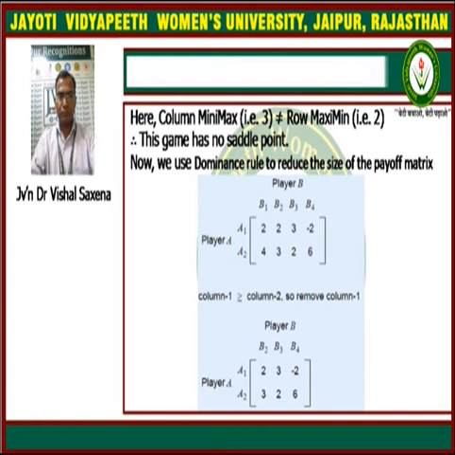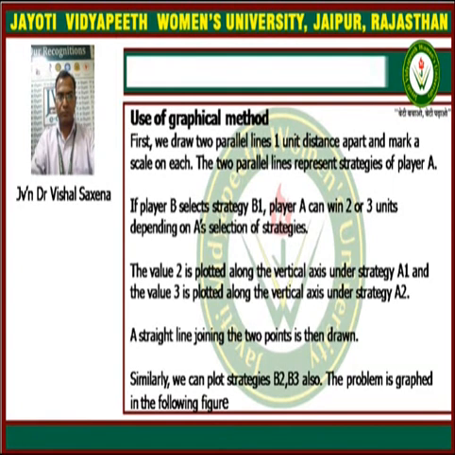So for player B, the strategies are B2, B3 and B4, and their entries are 2, 3, 3, 2 and -2, 6. Now we have to draw the graph for these and use the graphical method. So how can we apply the graphical method? First we have to draw two parallel lines, which are 1 unit distance apart.